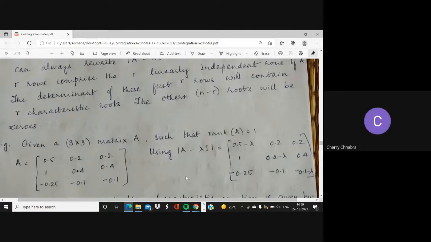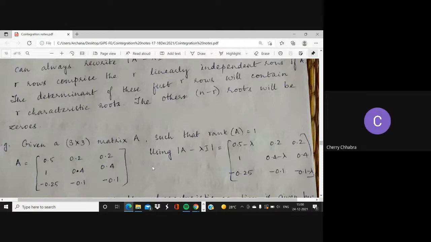Ma'am, is the value of lambda 0.8? You will have how many values of lambda? See, it's a 3 by 3 matrix. So there will be how many characteristic roots? You'll have lambda 1, then... I'm just asking you a question. We will get a cubic, so we will at least have one solution.